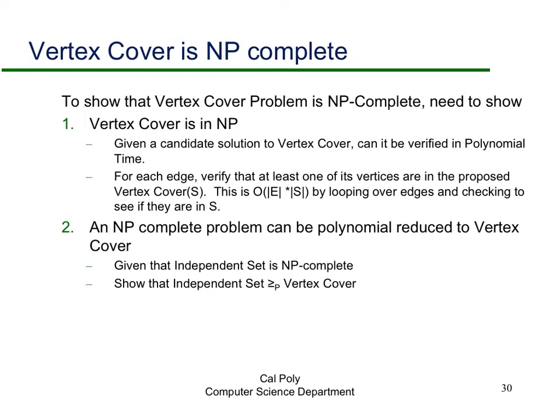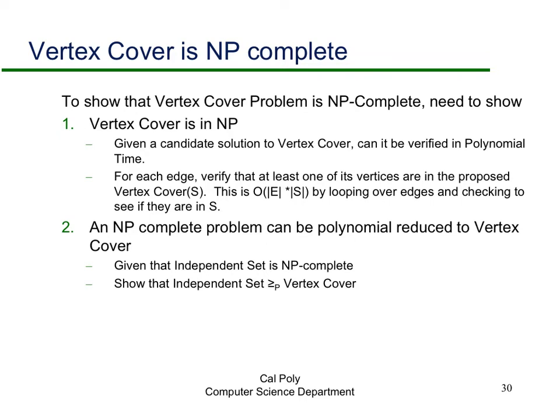So again, to show vertex cover is NP complete, we need to show that vertex cover is in NP, and we need to show that an NP complete problem can be polynomially reduced to the vertex cover problem. So we'll do that. Again, it's typically easy to show that the problem is in NP. Given some candidate solution to vertex cover, can it be verified in polynomial time? And the answer is yes.